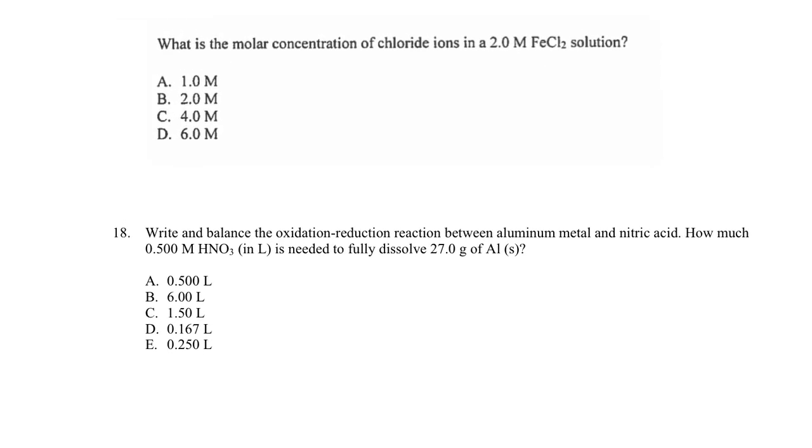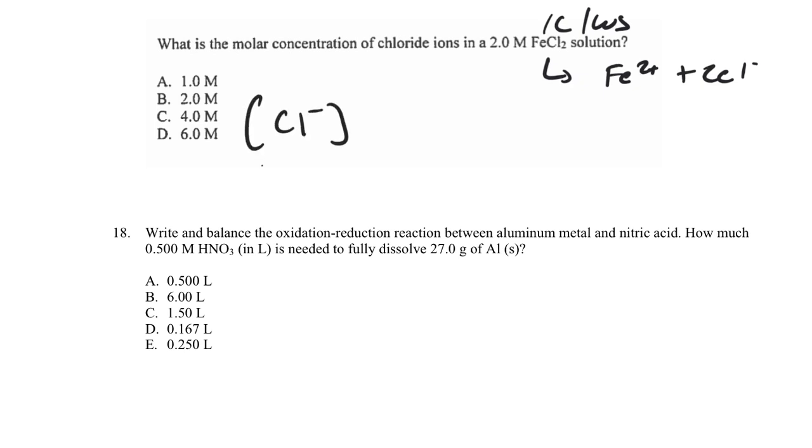Last page, what is the molar concentration of chloride ions in 2.0 M FeCl2? The only big thought here is that this solution involves an ionic compound that's water soluble, so it's really iron 2 plus and 2 chloride ions. And the concentration of chloride, the brackets just mean the molarity of what's inside.